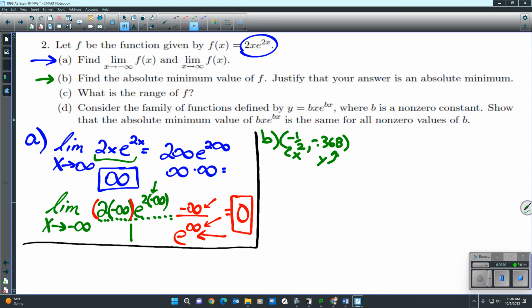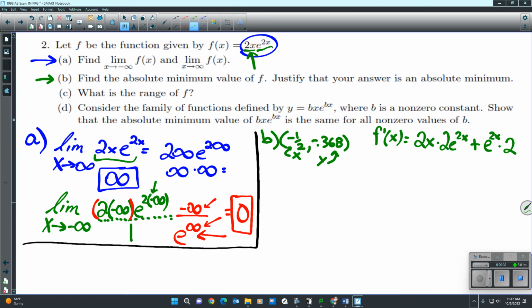Remember, we can use first derivatives to find mins and maxes. So the first derivative of f of x is, product rule, first times the derivative of the second. The derivative of e to the 2x is 2e to the 2x. Plus the second, e to the 2x, times the derivative of the first, which is just 2.